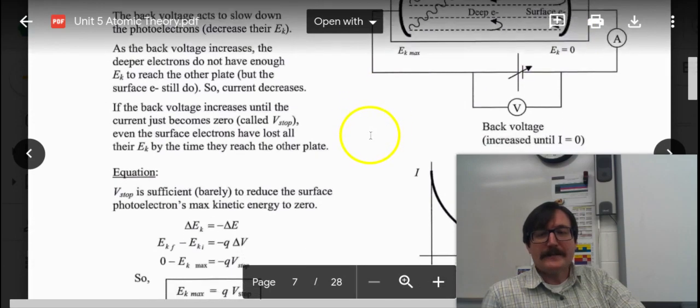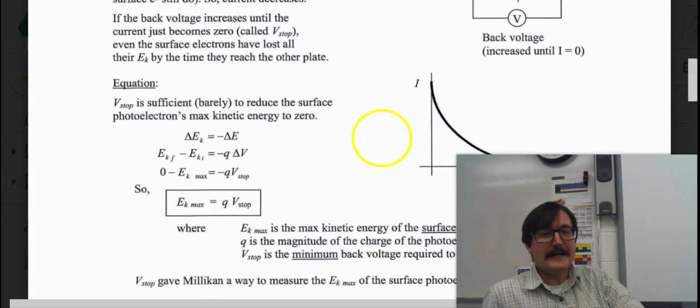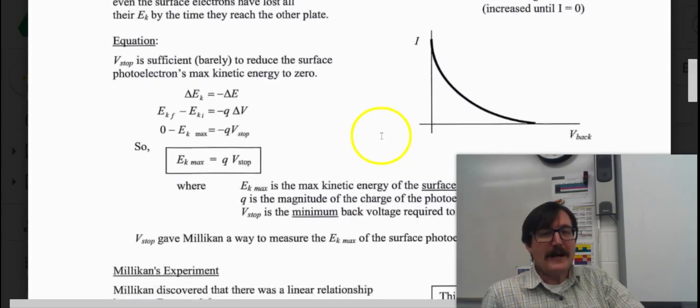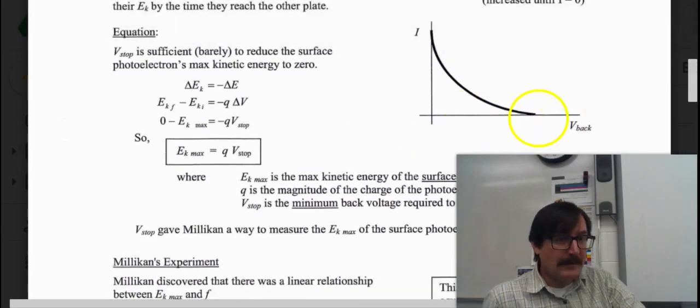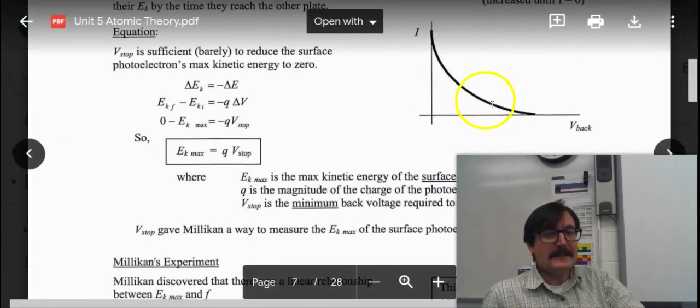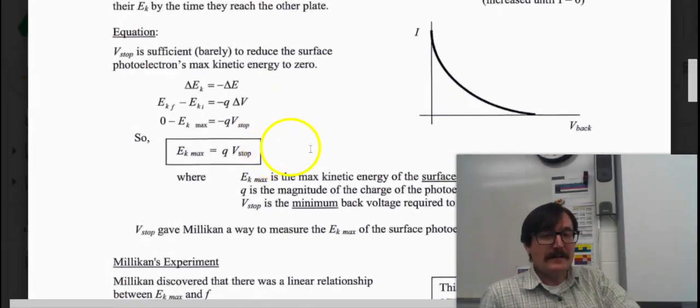All right, the equation. V stop is sufficient, barely, to reduce the surface photoelectrons' max kinetic energy to zero. In the graph, you can see as the back voltage, the stopping voltage, becomes larger and larger, the current decreases eventually to zero. Based on conservation of energy, the change in kinetic energy is equal and opposite to the change in potential energy. In other words, potential energy increases while kinetic energy decreases. You come up with this equation, Ek max equals Q V stop.